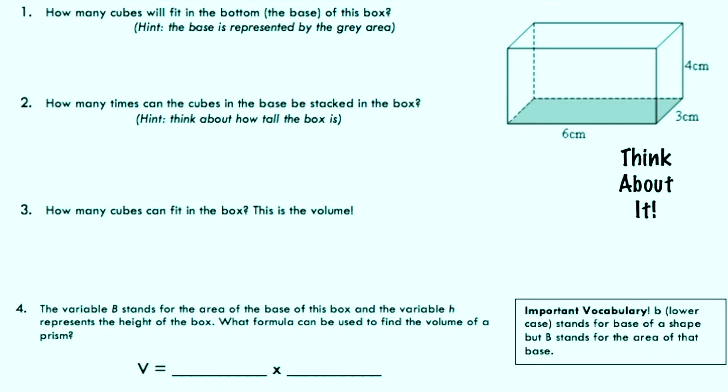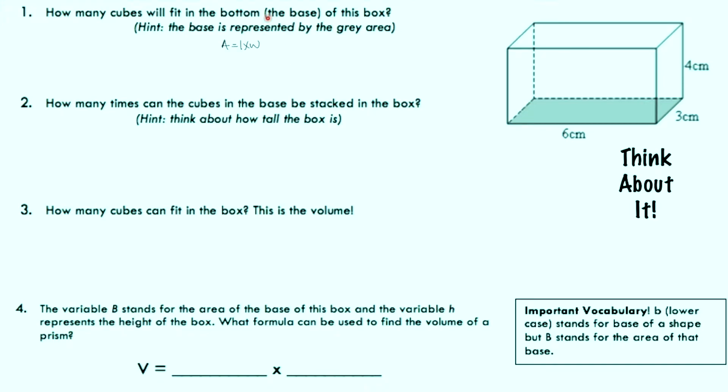Looking at part 1, how many cubes will fit in the bottom, the base of this box? Hint, the base is represented by the gray area. So I'm looking at the base of this rectangular prism. It's represented by this gray shaded part where it has a length of 6 and a width of 3. Remember, when we're talking about area, what we actually are finding is the amount of cubes that would fit in the space. So I'm going to find the area of the space in order to answer this question.